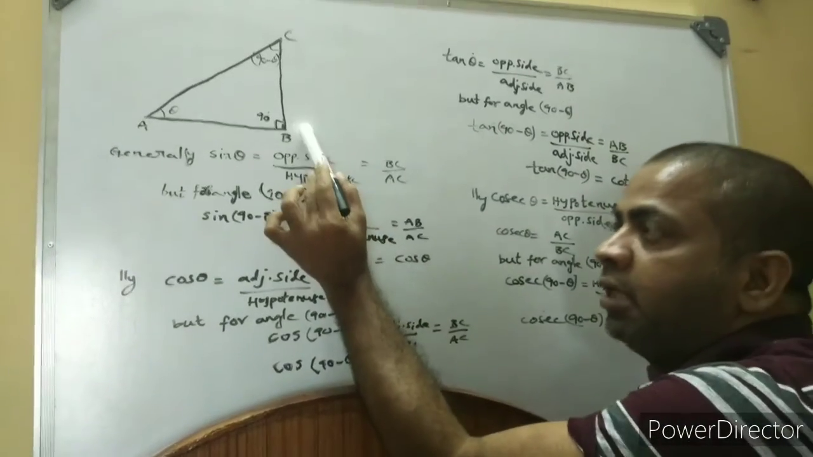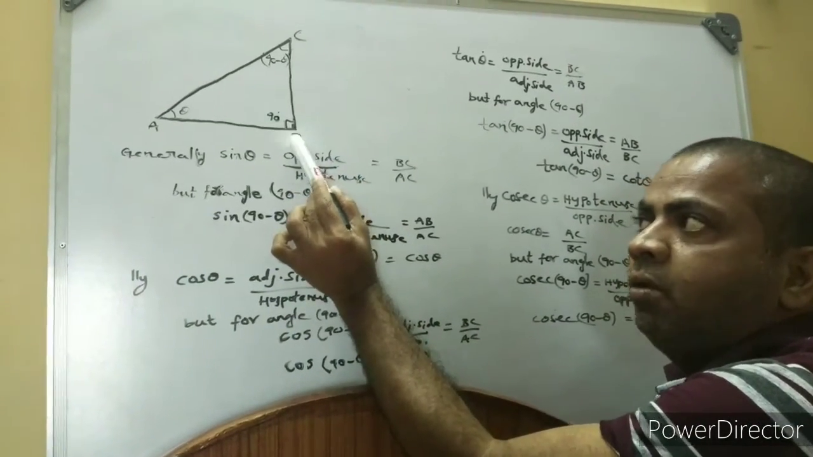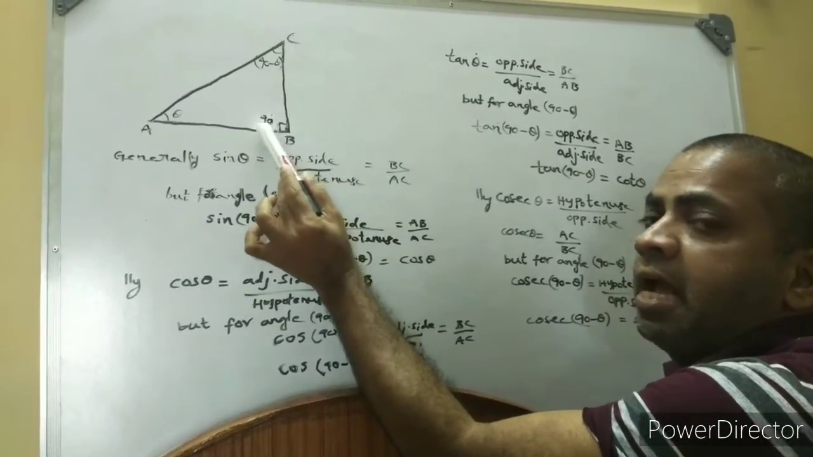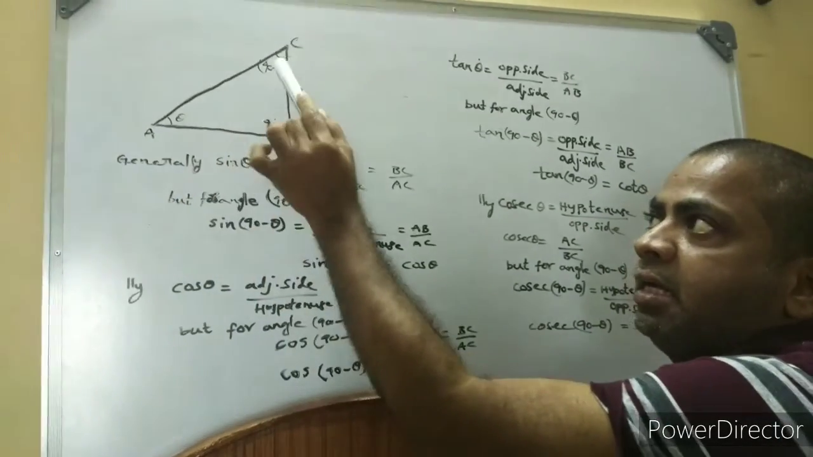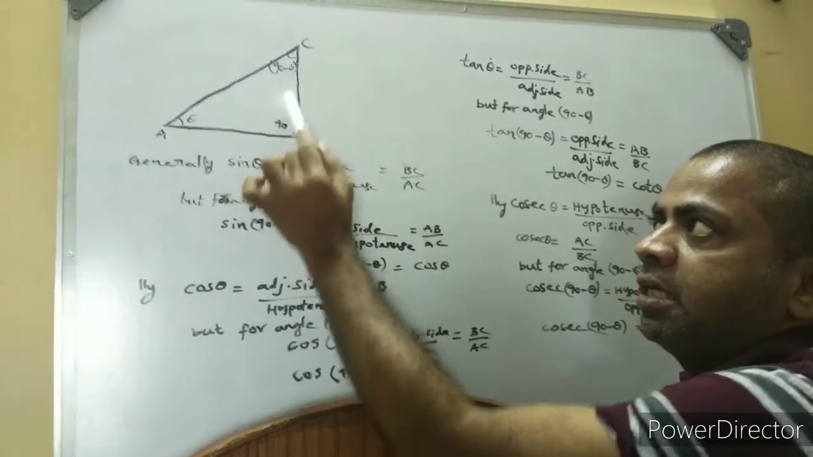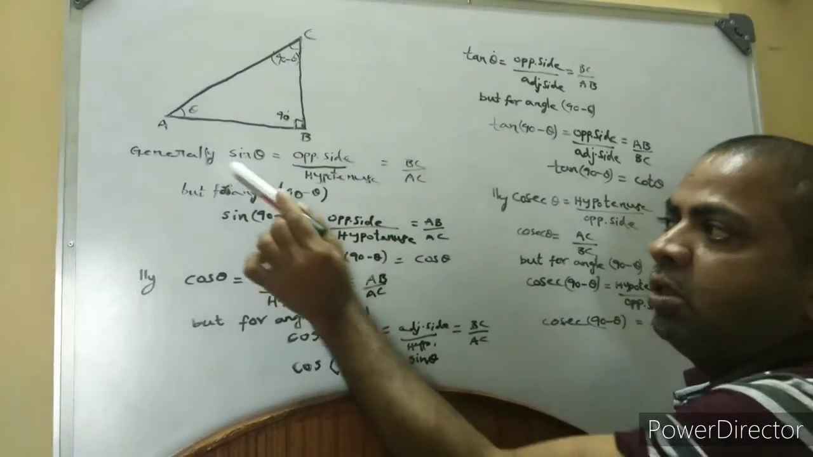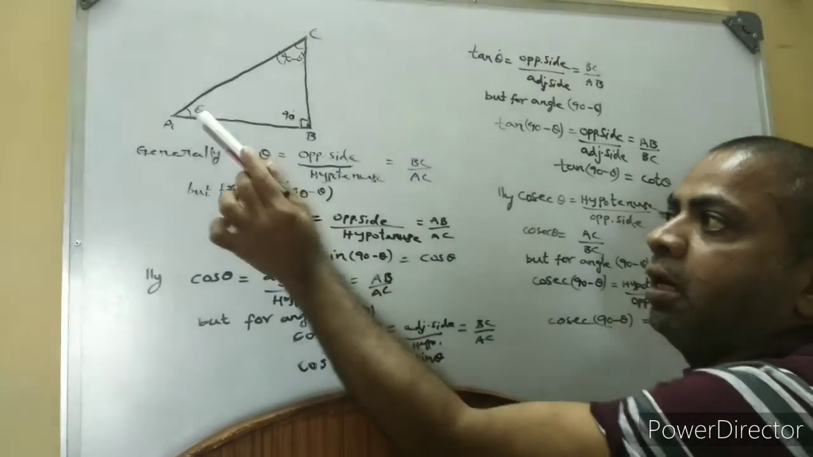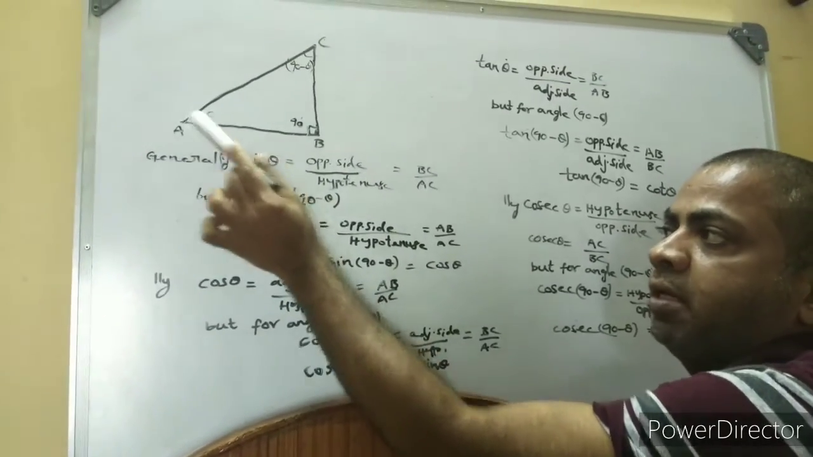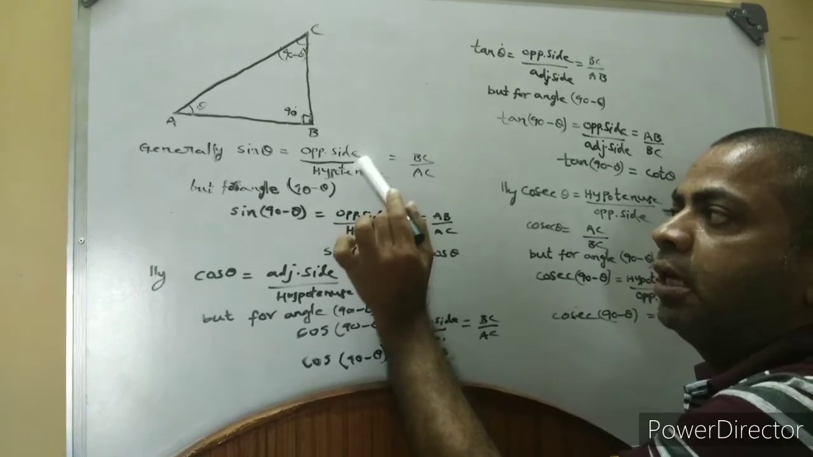Look here. Here I have drawn a right-angled triangle. One of the angles is 90 degrees, one angle is theta, and the other angle is 90 degrees minus theta. If you add these three, you will get 180 degrees. Generally, the definition of sin theta is the opposite side to theta by the hypotenuse.